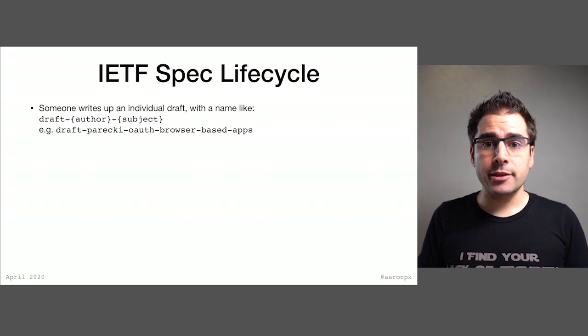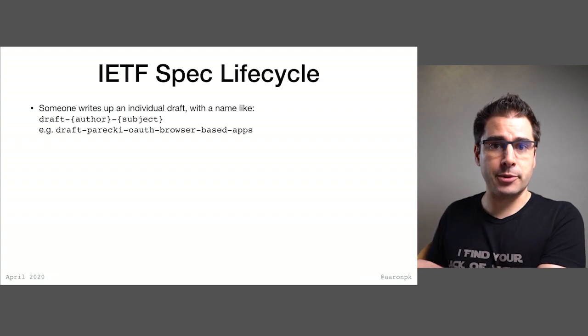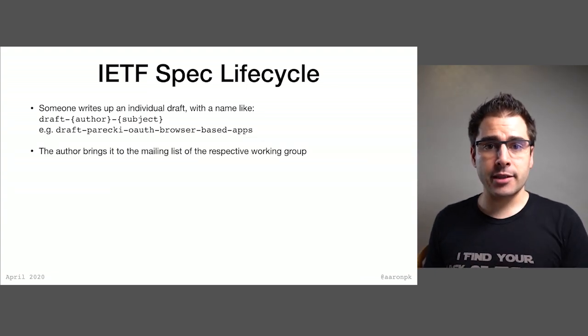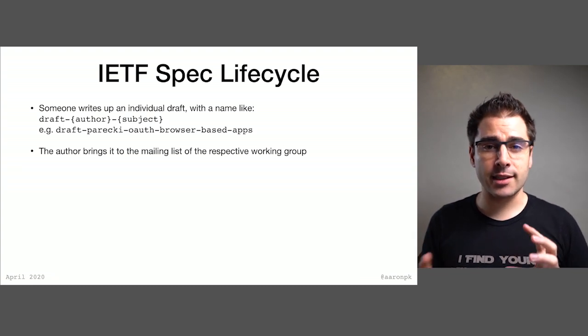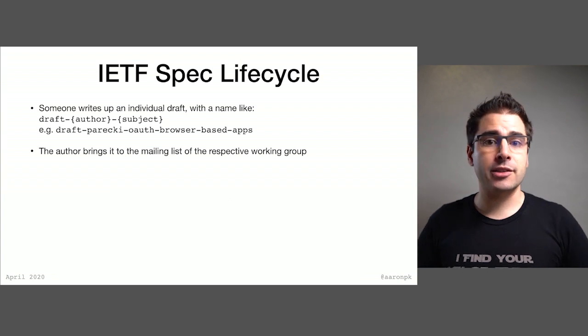Then I would submit it to the IETF data tracker with a name like draft-my-name-the-subject. Then I'd bring it into the group, discuss it on the mailing list, and sort of get feedback on this initial version. This might go through a couple iterations of changes as just an individual draft. At this point, the draft is not officially a working group item. It has no official standing within the group whatsoever.